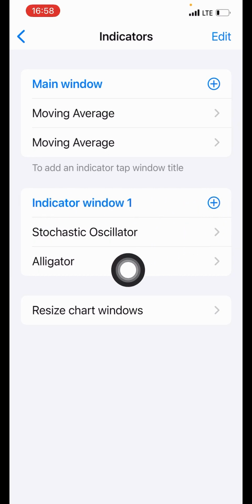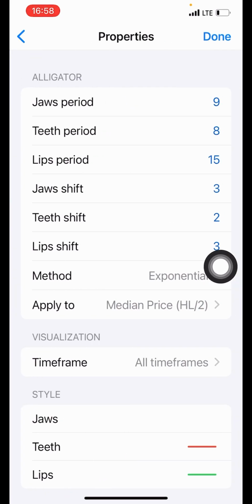For you to add the alligator now, you have to click on the indicator window 1 plus icon here, and then you search for your alligator. For the alligator you need to be very careful with the settings. Make sure everything here aligns accordingly. You can see the jaw period is 9, the teeth period is 8, lips period is 15, jaw shift is 3, teeth shift is 2, lips shift is 3. The method is exponential, apply to is median price, time frame is all time frames.